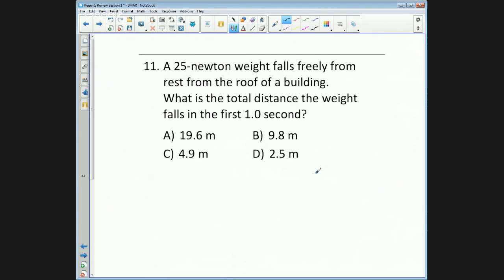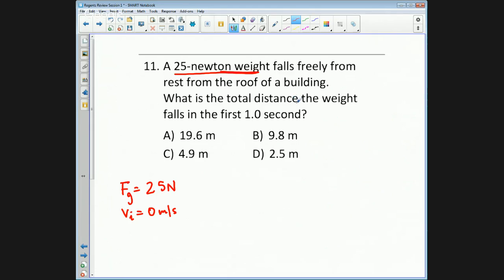Number 11 says a 25 Newton weight falls freely from rest from the roof of a building. What is the total distance the weight falls in the first second? Let's see how we can figure out how to do this problem. So I'm going to list out my variables. It says a 25 Newton weight. 25 newtons is the weight of the object, or the force of gravity of the object. It says falls freely from rest. That means the initial speed is 0 meters per second.